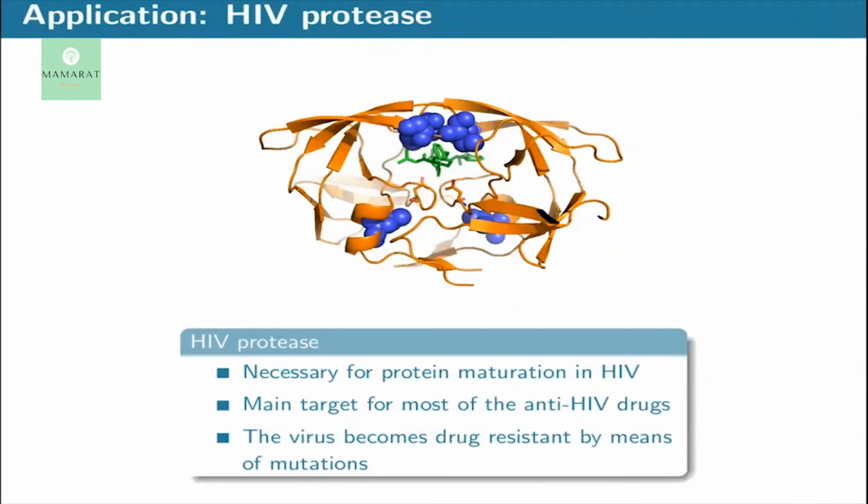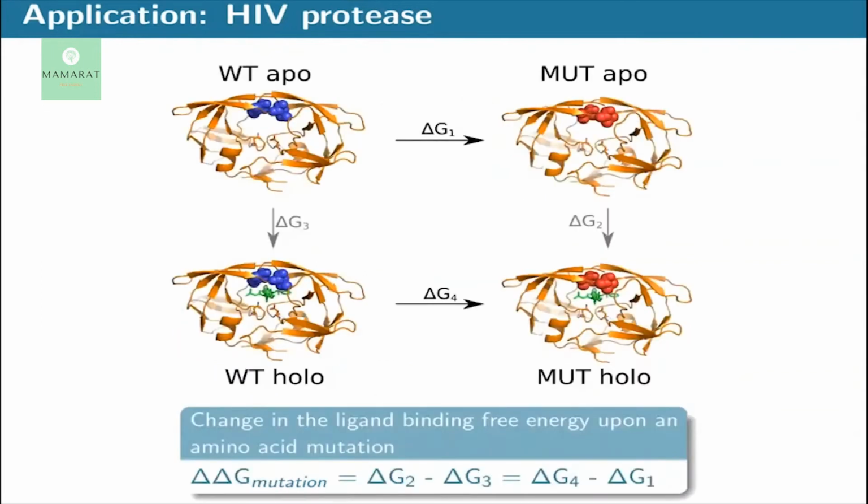Here are several mutations that I'm showing in blue. So they are known from sequencing of the genomes of viruses of the patients who have been treated with anti-HIV drugs, that those positions are usually mutated, and then again the virus escapes the effects of the drugs.